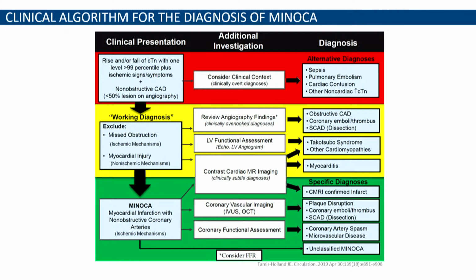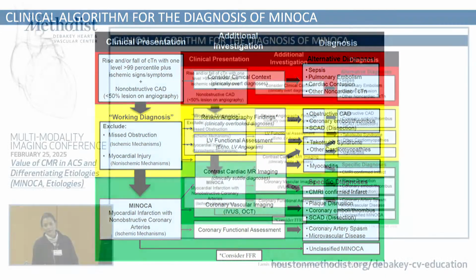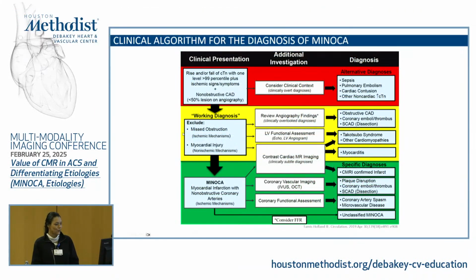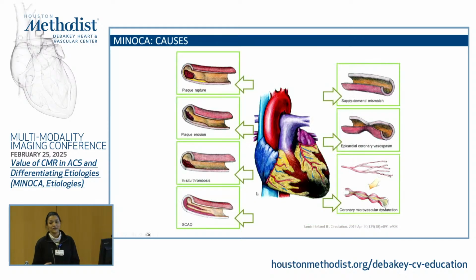Is it CAD? Is it any cardiomyopathy? Is it Takotsubo? That is not considered MINOCA because it has a different pathophysiology. Or is there any other cardiomyopathy? So once you have that, then you have a different list of causes that can cause MINOCA, and that includes plaque rupture. Just remember that you can have this, but the key is that whenever you do the angiogram, you have no significant lesion, okay?